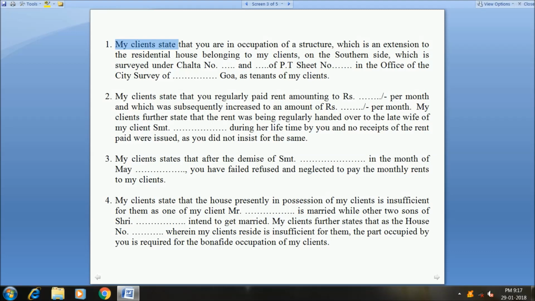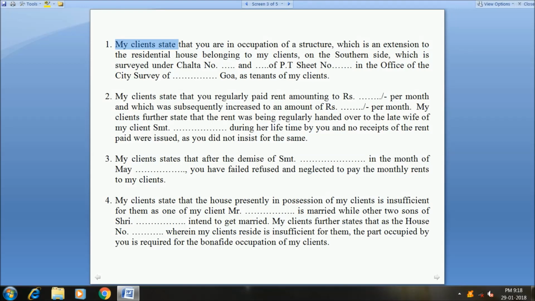Now, this specific notice that I'm showing you at the moment is a notice issued by the landlord to the tenant for the purpose of recovery of rent. That is, the tenant has defaulted in making payment of rent, and so the landlord is issuing a statutory notice to the tenant, calling upon the tenant to make payment of the rent for a specific period, in default of which the landlord would be constrained to pursue civil remedies before civil courts.